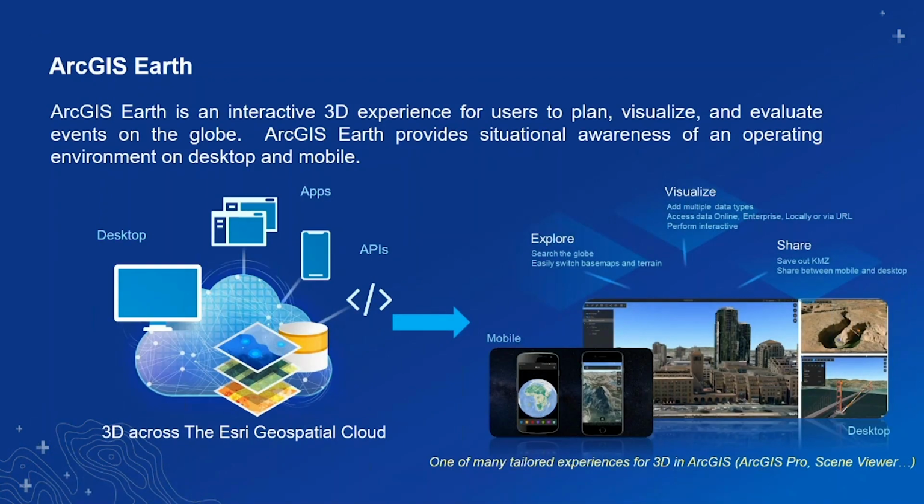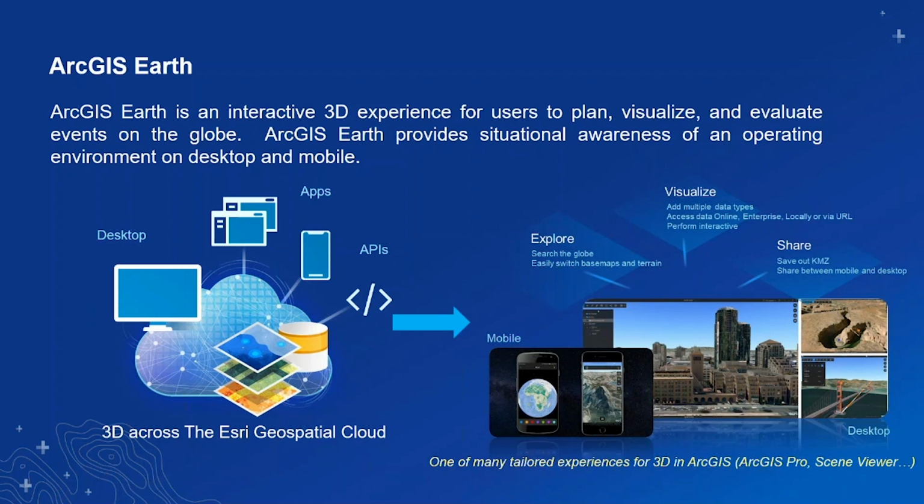So ArcGIS Earth is truly an interactive 3D experience for our users to help in their planning, visualization, and evaluation of events happening around the globe. In that sense, Earth provides situational awareness for an operating environment both on your desktop and mobile devices for more improved decision making. And as you'll see later, users can ingest data from multiple sources and in many different formats, including securely behind a firewall or even disconnected in the field.